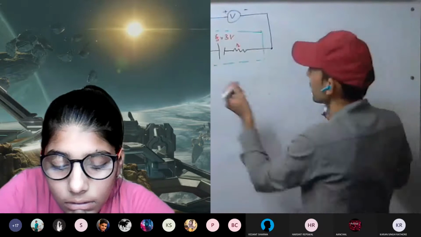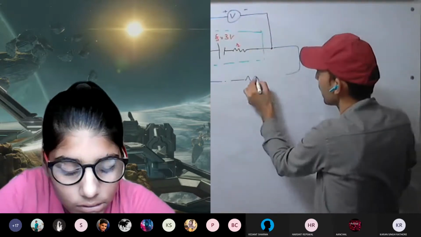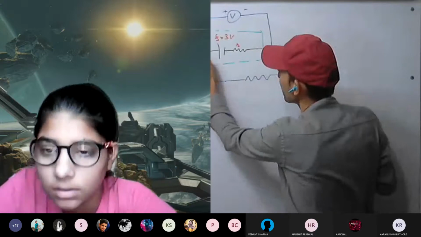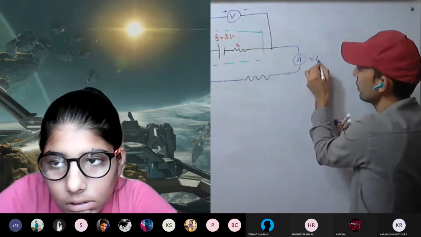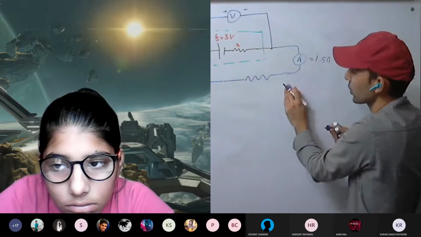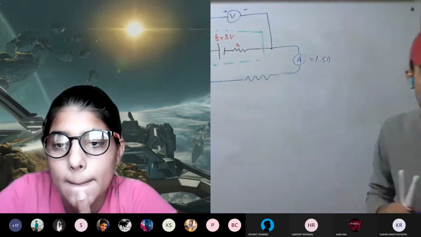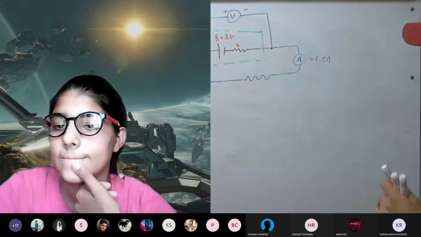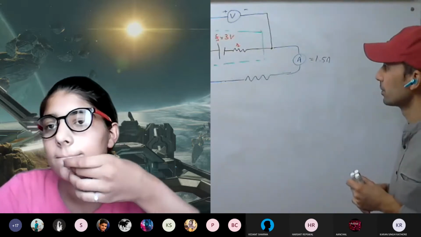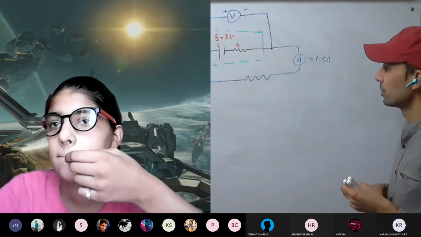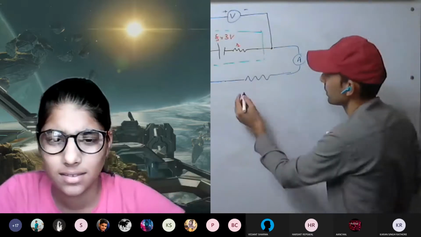So it means the circuit is closed, okay? Some outside external resistance. Okay, ammeter. So this ammeter is reading 1.5 amperes when the circuit is closed. So we have to calculate its value. Okay, anyone in class, how can you calculate? There are many ways. Anyone in class?